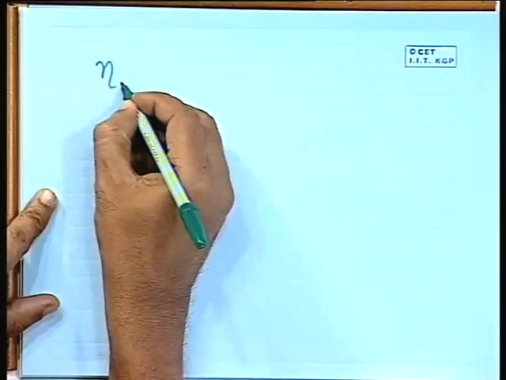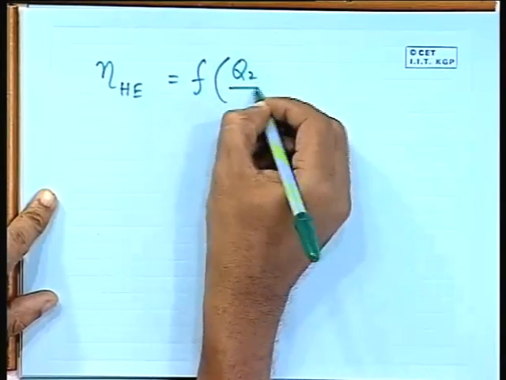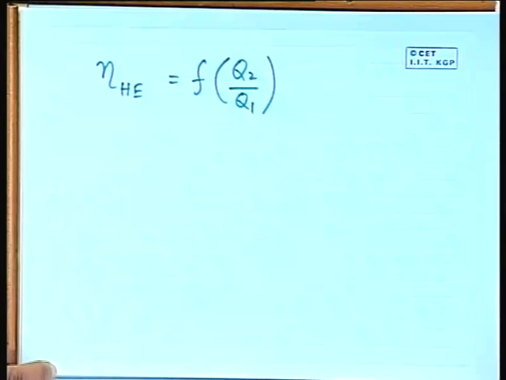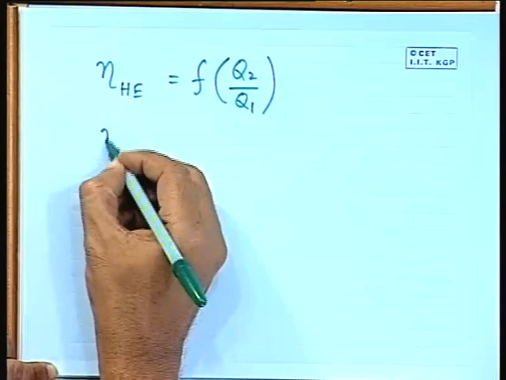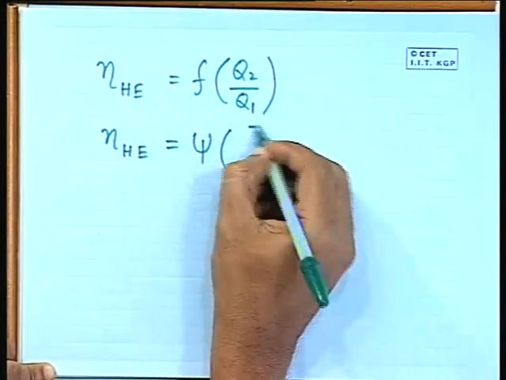This expression is valid for both reversible and irreversible heat engines. For all heat engines, this particular expression is valid. Then Carnot postulated that for a reversible heat engine, this efficiency depends only on the temperatures of the two thermal reservoirs. So, basically, eta of the heat engine is a function of Q2 by Q1, and again, from Carnot's postulation, this is another function of T2 and T1.